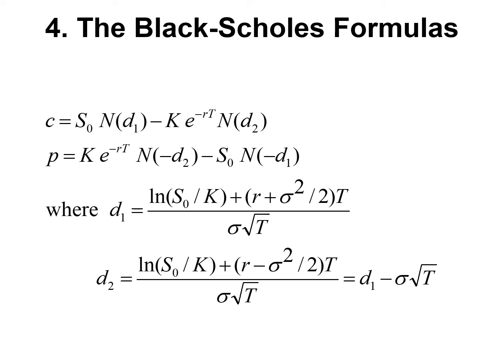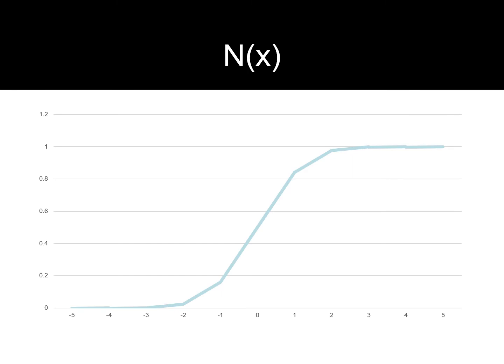So it looks complex, so we try to go over them in more detail. First, we discuss N. N is the cumulative distribution function. So at negative infinity, its value is 0. At positive infinity, its value is 1. So it's a probability distribution function.